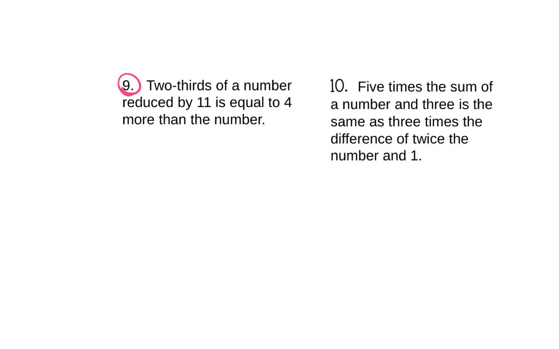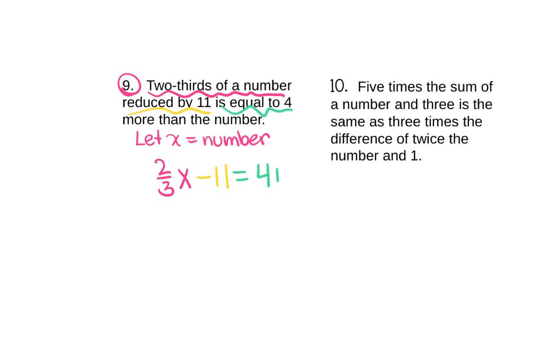Number 9, 2/3 of a number reduced by 11 is equal to 4 more than the number. Our goal is to figure out what the number is. We don't know it, so we're going to assign a variable, let x equal the number. And now we can talk through it. 2/3 of that number, or of x, reduced by 11, so minus 11, is equal to 4 more than the number. So here is what our equation looks like, and from here we can solve.